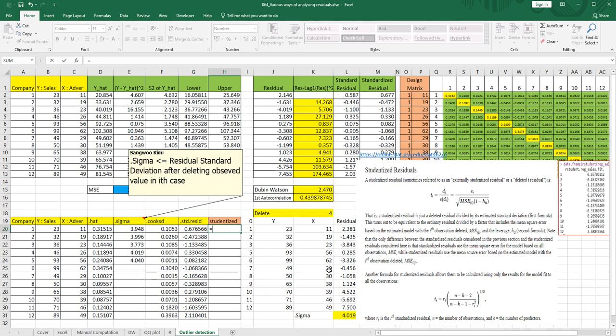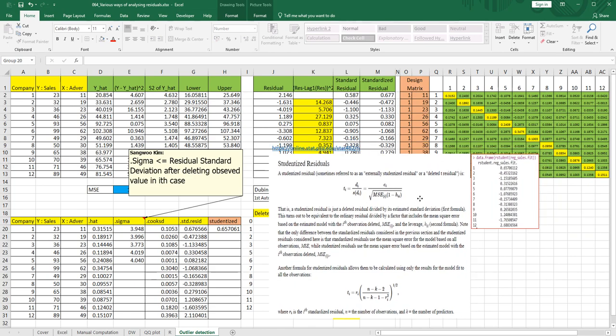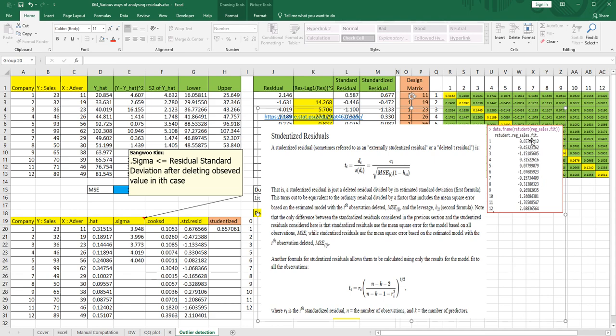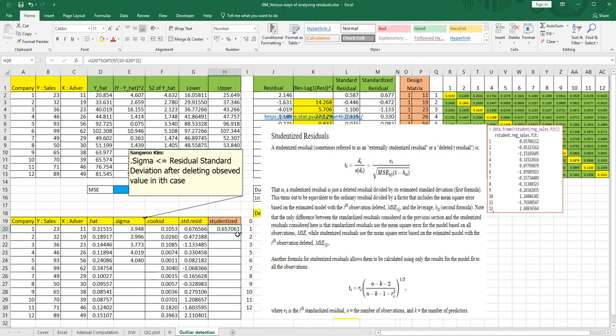So Ri is the standardized residual, and multiply by the square root of n minus k minus 1. So there are 12 observations. 12 minus 1 minus 2 means 9, right? 9 over, so 12 minus 1 minus 1 means 10. 10 minus, oh, sorry, and minus the standardized residual squared. Right, so as you can see, in R, if you use the rstudent function, you can get this result. So we get the same as the studentized residual here.